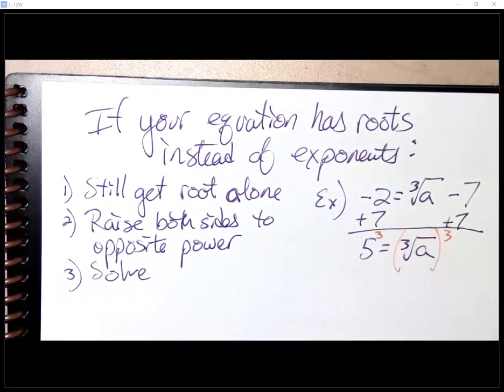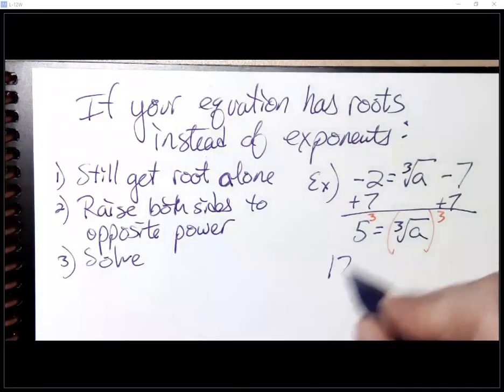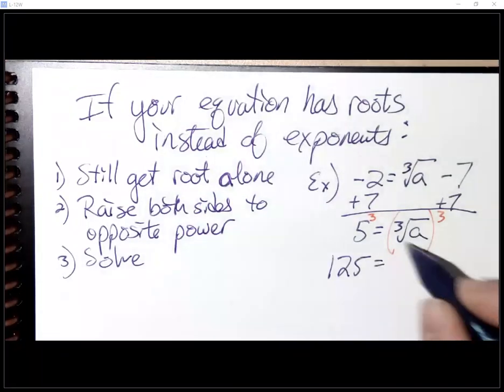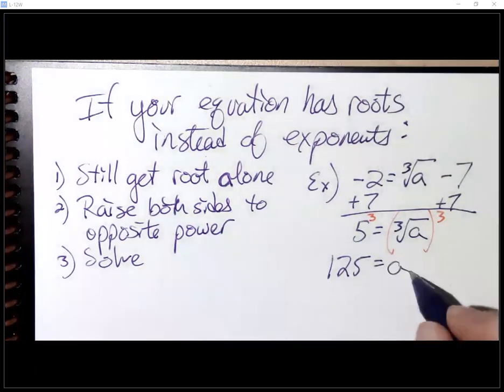If you do 5 to the 3rd, that's 125, right? And then this whole right-hand side, the cube root cubed, just cancels out and it's just an a. Don't forget, you can always check your answer. Take 125, pop it back in real fast. 5 minus 7 is in fact -2. Yes, okay.